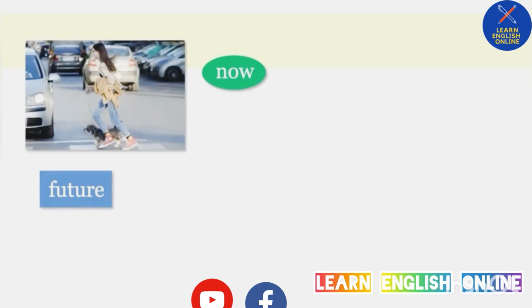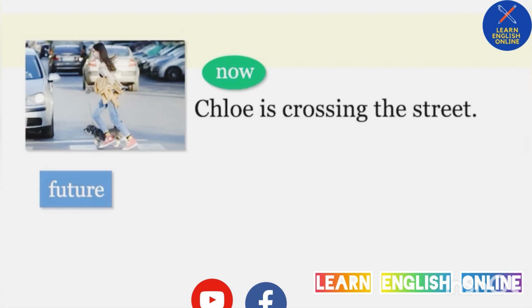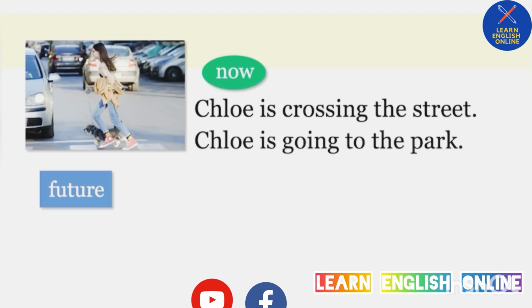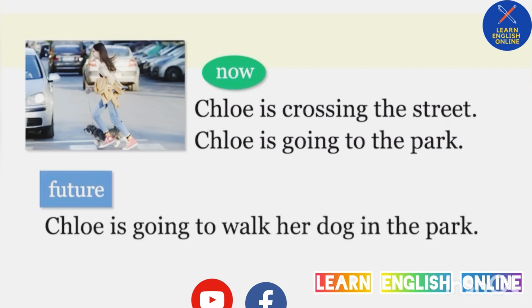Here's Chloe. Chloe is crossing the street. That's happening right now. Chloe is going to the park. That is also happening right now. Chloe is going to walk her dog in the park. That is not happening right now. Chloe is going to the park right now. When she gets to the park, she will walk her dog. Chloe is going to walk her dog. Again, park is a place and walk is a verb. So Chloe is going to walk her dog is the future.